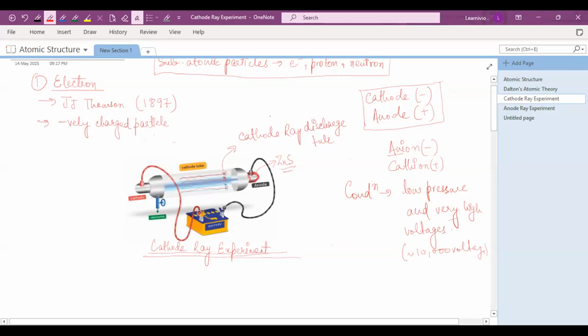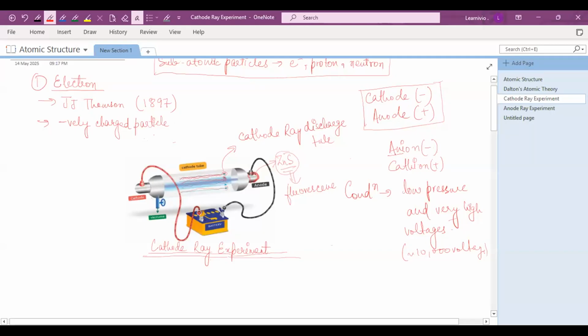Now, why zinc sulfide? Here is a question: why did he use zinc sulfide? Because zinc sulfide is a material which has a fluorescence property. Fluorescence property means it will show a bright spot, bright light, whenever any ray strikes it. Whenever any ray strikes zinc sulfide, it will show bright light, a bright spot. So it will be observable.